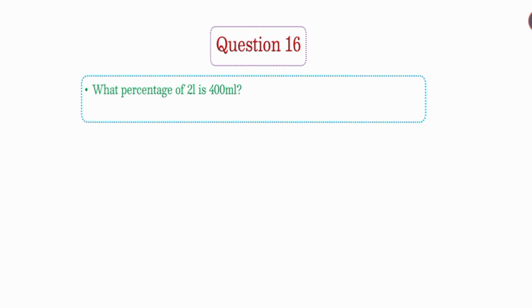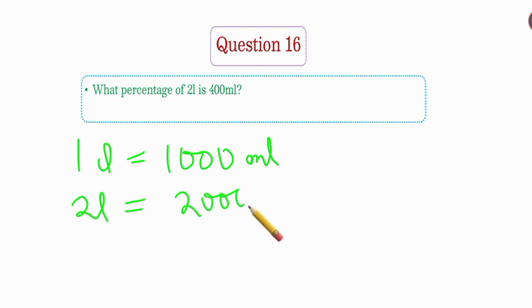First, you need to know what 2 liters is equal to in milliliters. We know that 1 liter is equal to 1,000 milliliters. That means 2 liters must be equal to 2,000 milliliters. Then the question is, what percentage of 2 liters is 400 milliliters? Out of 2,000 milliliters, we have to find the percentage of 400 milliliters.